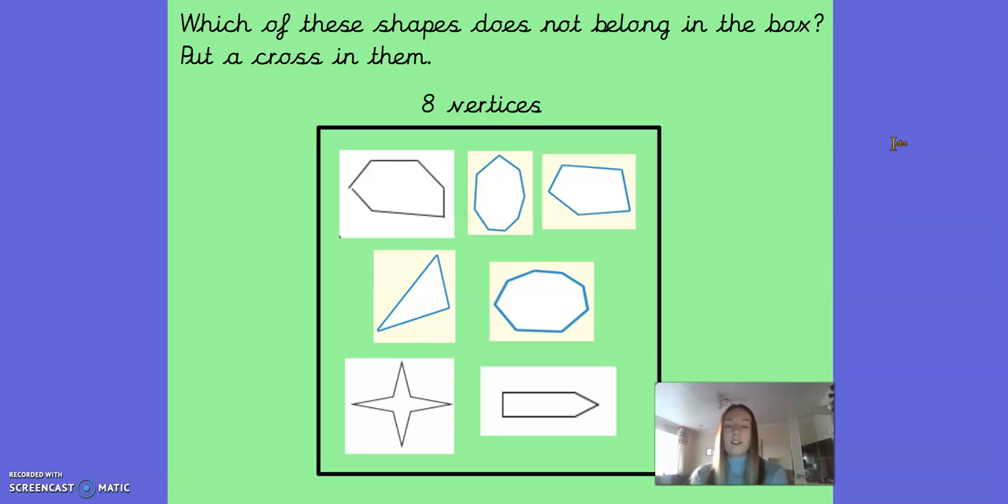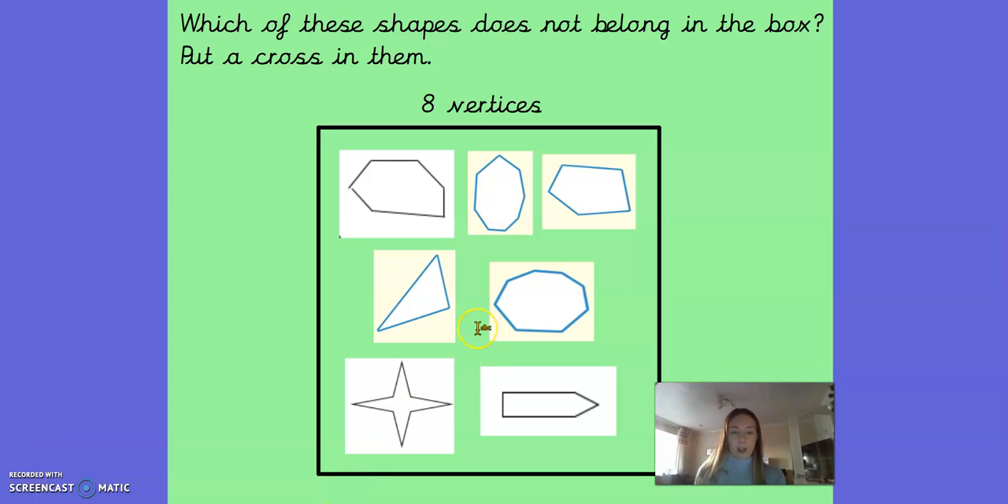Next, on the board, I have got lots of different shapes, and it's asking us which shapes do not belong in the box. I want the shapes that have 8 vertices. So can you pause this recording and see if you can spot the shapes which do not have 8 vertices? Remember, a vertices or a vertex is the corner. Okay, let's have a look together.